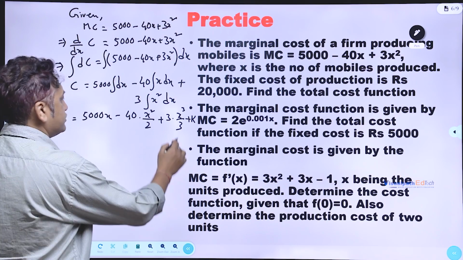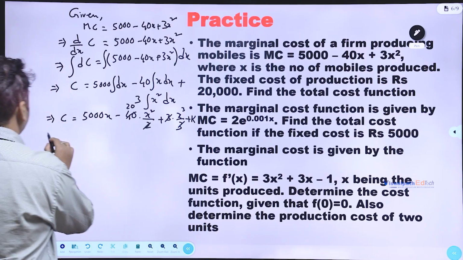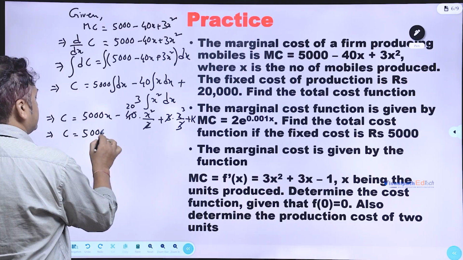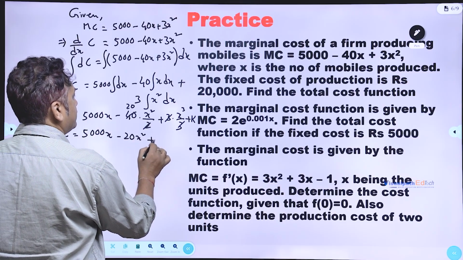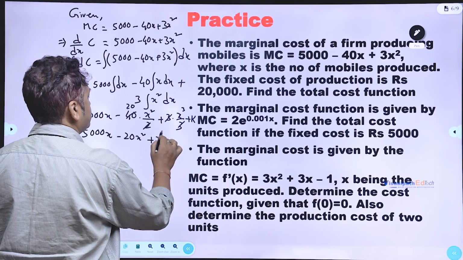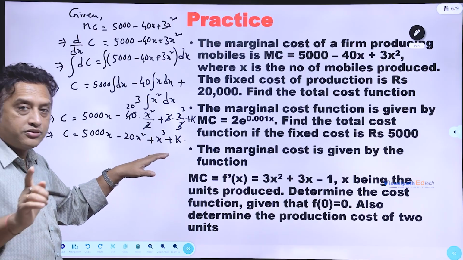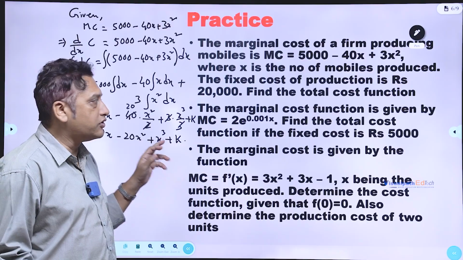The 3 and 3 get cancelled, and the 2 and 40 get simplified. So ultimately we have C = 5000x - 20x squared + x cubed + k. This is our cost function, but there is a problem. What is the problem? There is a constant k. We need to find the value of the constant k.